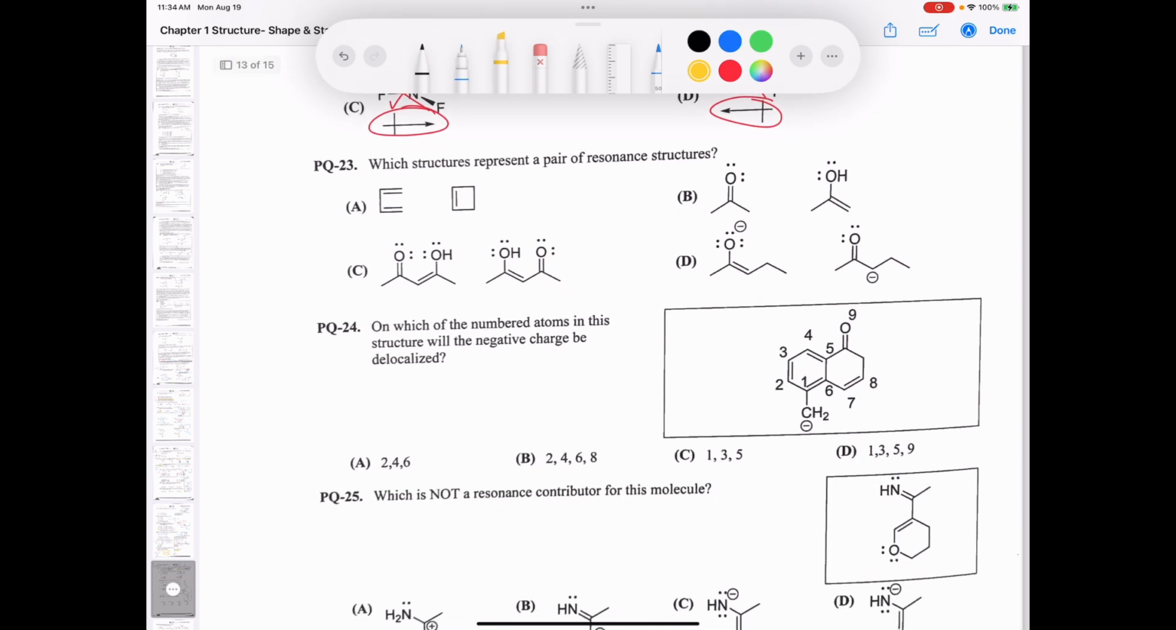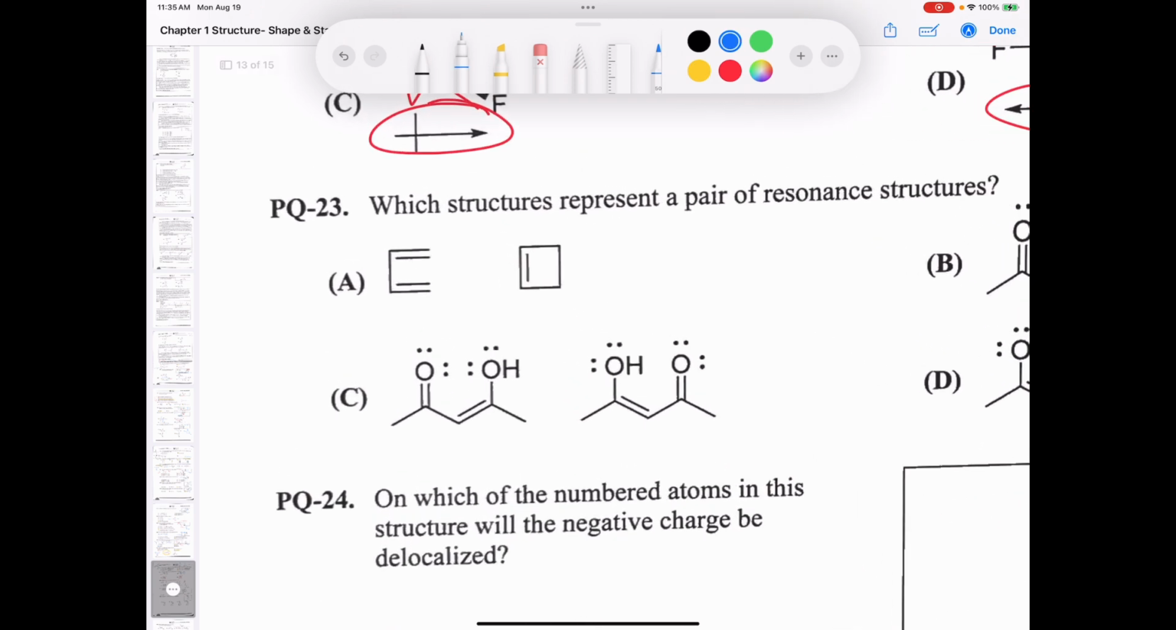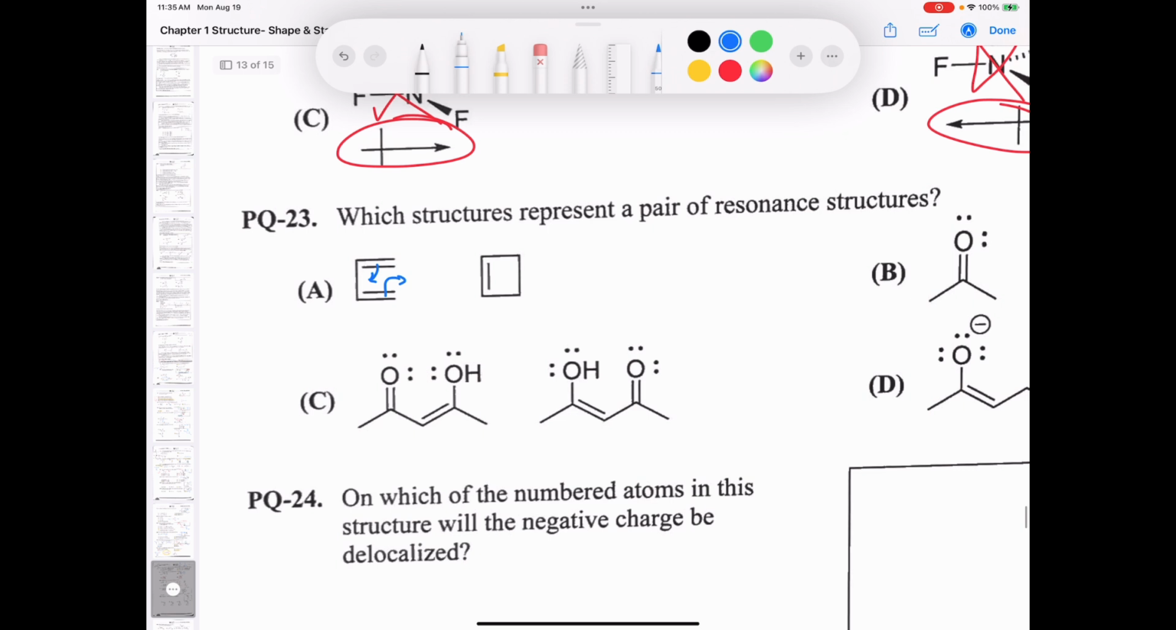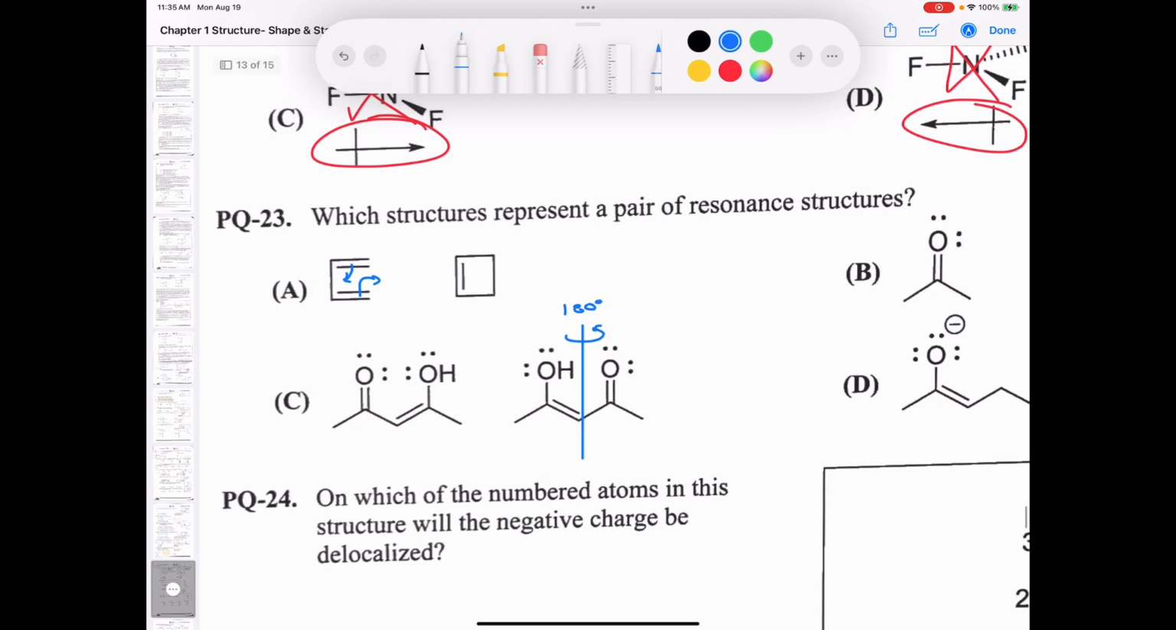Number 23 asks us which two are a pair of resonance structures. The first two in A certainly aren't resonance forms of each other. This is actually a rearrangement, which isn't even covered in Organic Chemistry 1. You can draw a rearrangement like this, and I'm not going to get into the details of that right now, but this is certainly not resonance forms. And then also in C, if you just flip this molecule around, if you were to rotate this 180 degrees, you can see that those two are identical to each other.